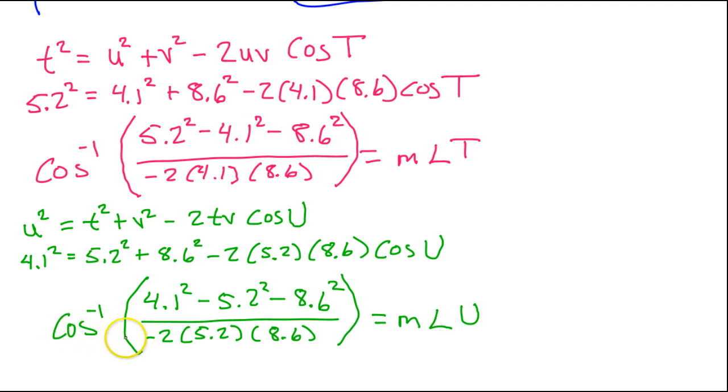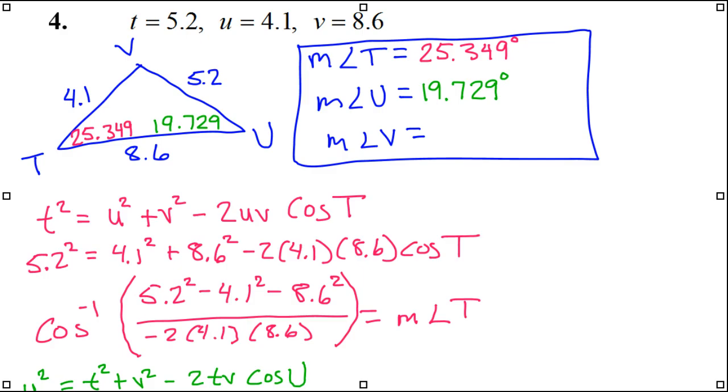So go ahead and put this entire expression in your calculator all at once. I'm getting 19.729 degrees for angle U. Now to find angle V, I can just subtract these two angles from 180. And I'm getting 134.922 degrees. And there we have solved triangle number 4.